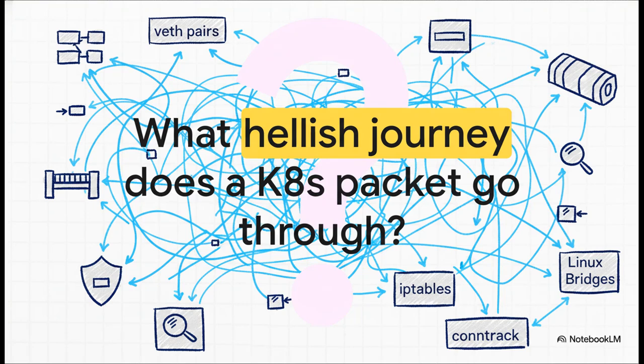Seriously, think about it for a second. When pod A needs to connect to pod B, have you ever stopped to ask where that packet actually goes in the real world? It seems like it should just be a straight line, right? But the reality, well, it involves a crazy labyrinth of VETH pairs, Linux bridges, IP tables, conntrack, and VXLANs.